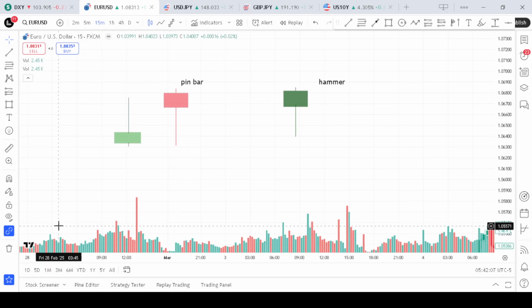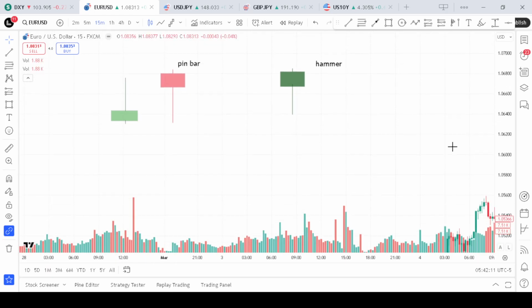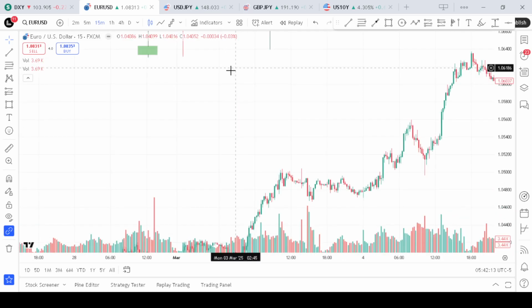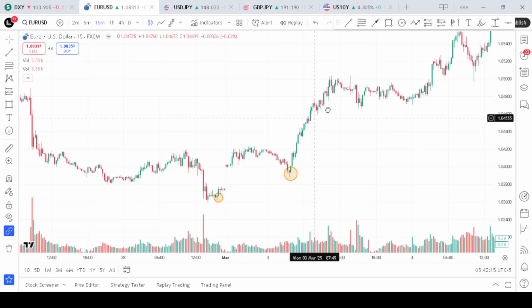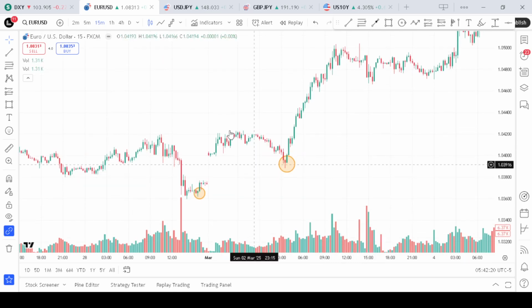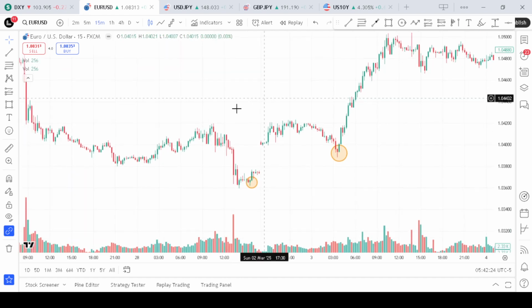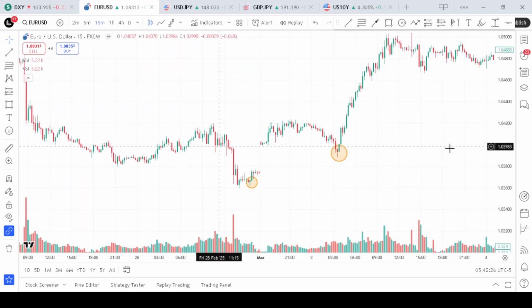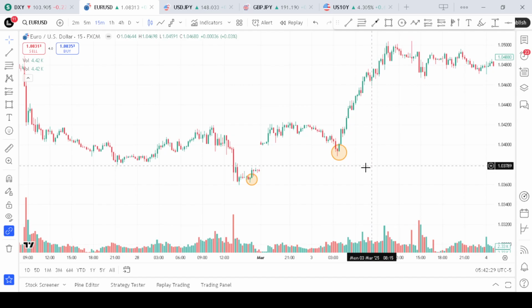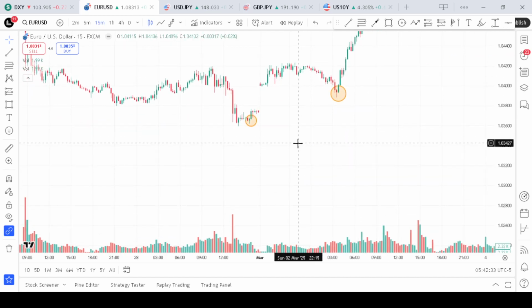Alright, let's see how we can trade using the pin bar and the hammer candlestick. Let's see how we can apply this in the real chart. Now that we have covered the basics of the pin bar and the hammer, let's dive deep into how we can effectively trade this pattern. We will explore detailed strategies for both, including entry and exit points to help you maximize your trading potential.